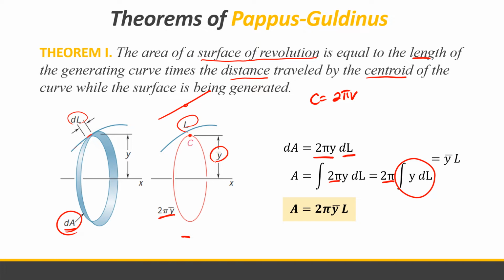So, we have y bar, which is the centroid of the area or the line that we rotate, multiplied by the length, or the area. So, that is the theorem of Pappus, theorem 1 of Pappus-Guldinus. That is for the surface of revolution. So, the length multiplied by the distance traveled, which is the circumference of a circle, taking y bar as the radius.